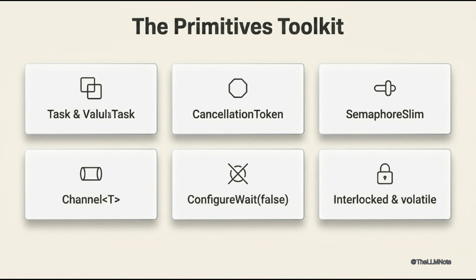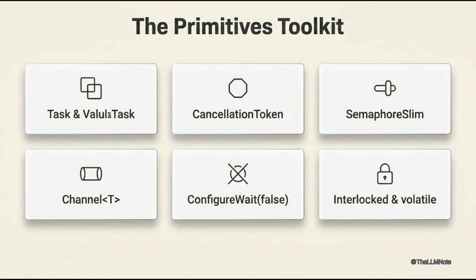Here's something most people overlook: the primitives toolkit. Task and ValueTask, allocation-aware abstractions for a unit of work. CancellationToken, cooperative, linked cancellation for graceful shutdown. SemaphoreSlim, async-compatible throttling with WaitAsync. Channel, bounded producer-consumer with back pressure and batching. ConfigureAwait(false), context suppression essential for library code. Interlocked and volatile, lock-free operations for high-performance paths.